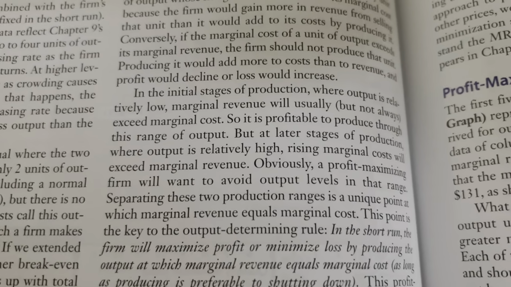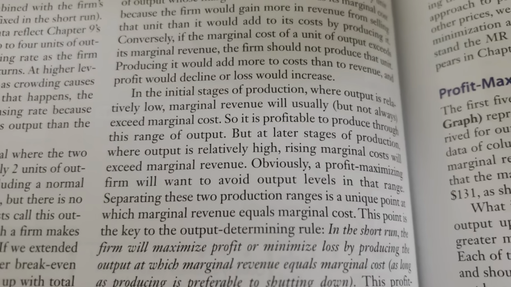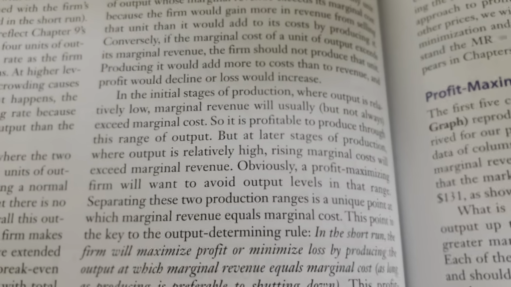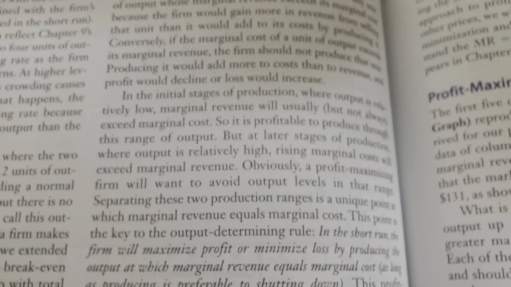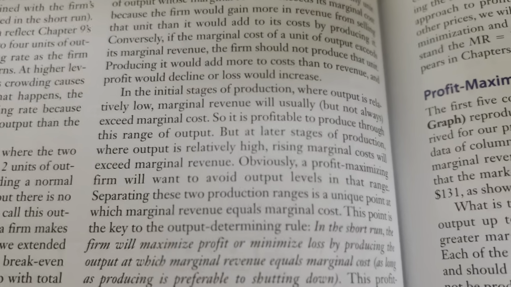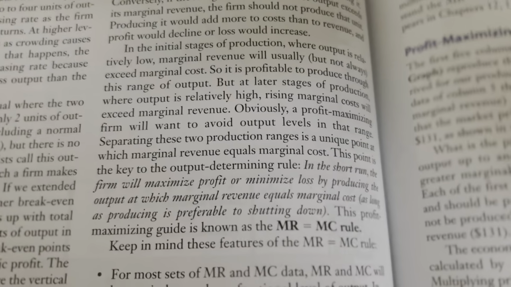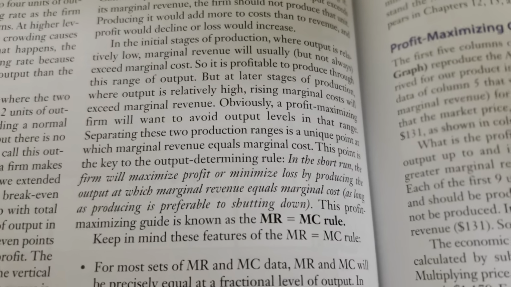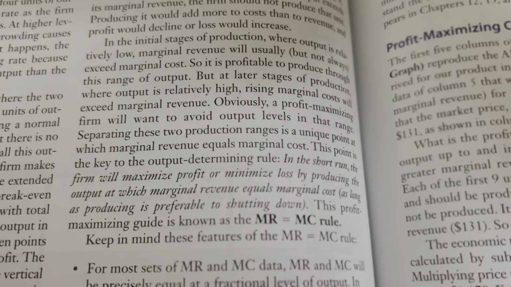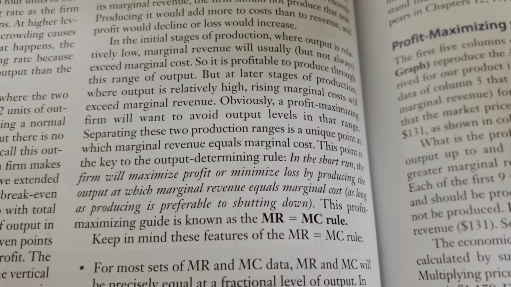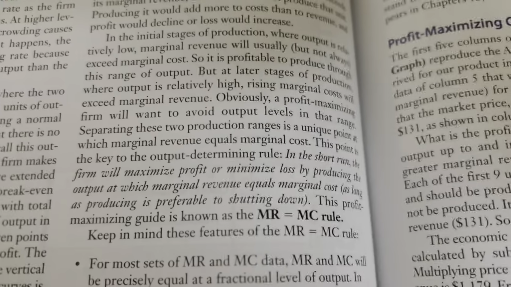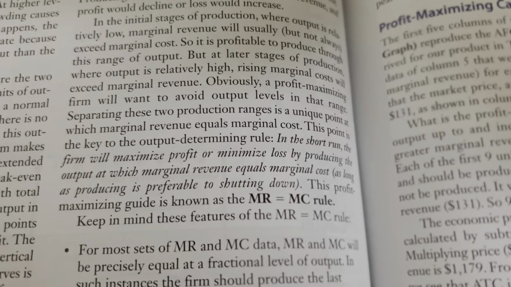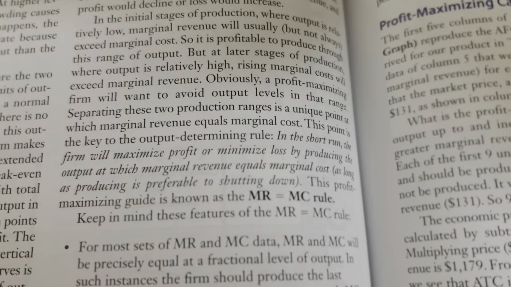In the initial stages of production, where output is relatively low, marginal revenue will usually, but not always, exceed marginal costs. So it's profitable to produce through this range of output. But at later stages of production, where output is relatively high, rising marginal costs will exceed marginal revenue. Obviously, a profit-maximizing firm will want to avoid output levels in that range. Separating these two production ranges is a unique point at which marginal revenue equals marginal cost. This point is the key to the output determining rule.